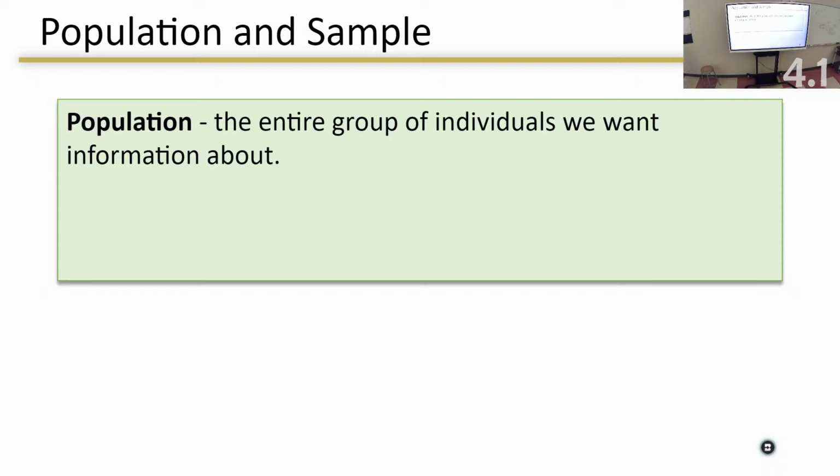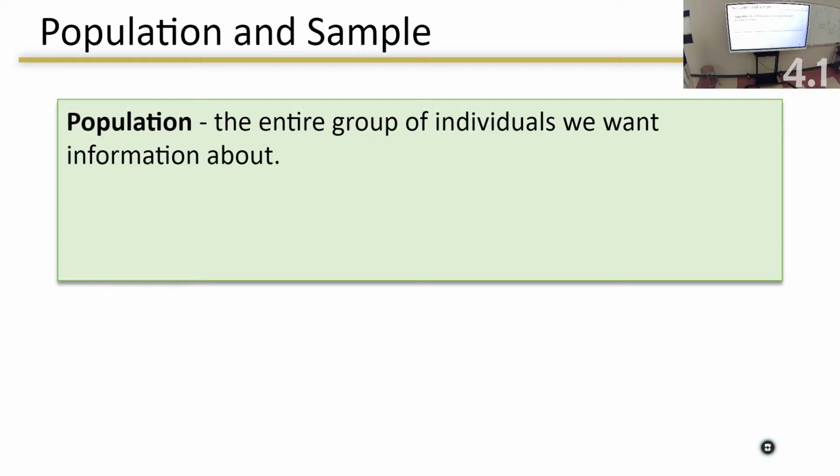Now, we always assume population to be people. Guys, it doesn't have to be people, okay? I could be talking about the cars. I could be talking about pine trees. I could be talking about whatever it is. It's the entire group. It's all of them. Are we talking about all of them in the United States? Are we talking about all of them here in Arkansas? Are we talking about all of them here in Bentonville?